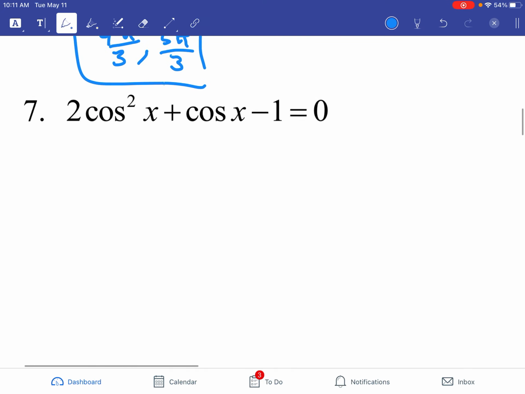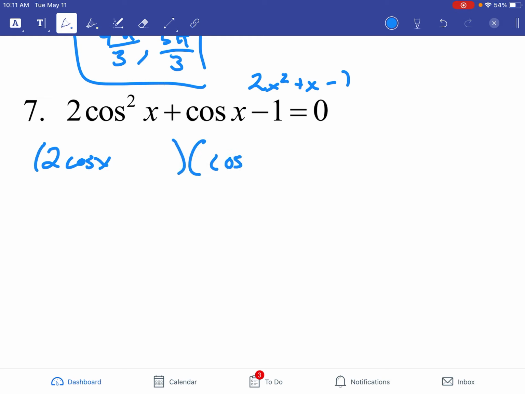Number 7. This is a factoring type of problem. You could do this problem by taking 2x squared plus x minus 1 and factor it, and then once you factor it, put the cosines back in for the x's. That's a strategy you can do. If you don't want to do that, you don't have to. It works the same with just the cosines. So we have 2 cosine of x times a cosine of x. The factors of negative 1 would be 1 and 1. We need a positive right here, so that means this has to be plus and this has to be minus.